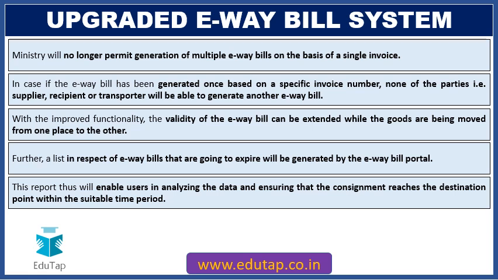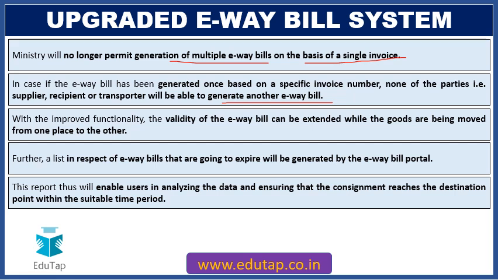Further, the Finance Ministry will no longer permit generation of multiple e-way bills on the basis of a single invoice, because this may lead to tax evasion. You may generate a single invoice and carry multiple e-way bills against that same invoice. So this has to be checked. Further, if an e-way bill has been generated once based on a specific invoice number, none of the parties, supplier, recipient or transporter, will be able to generate another e-way bill. So for one bill number you have generated one e-way bill, then for that particular bill number you cannot generate another.